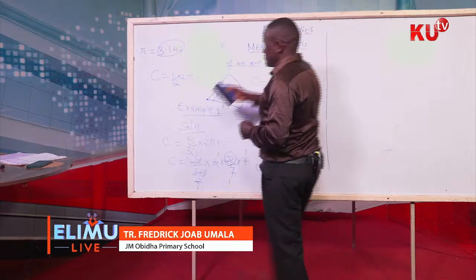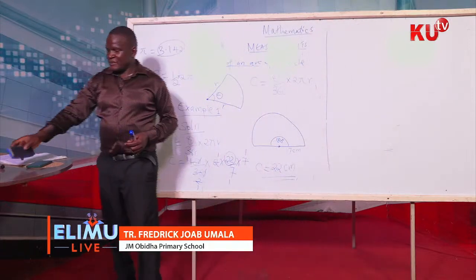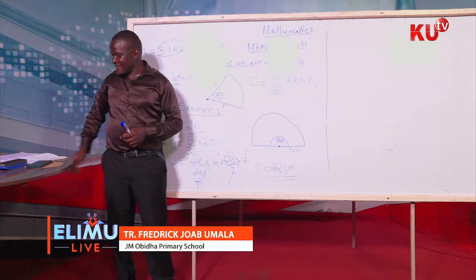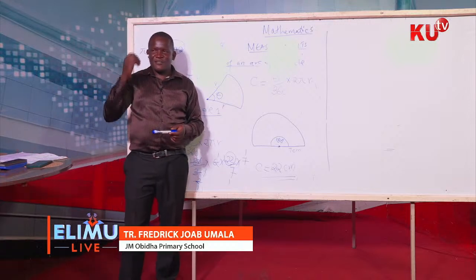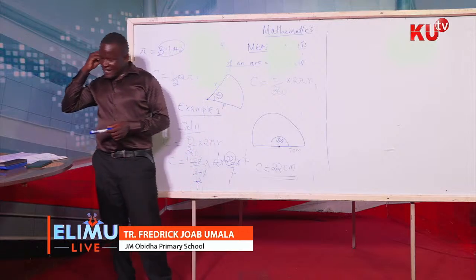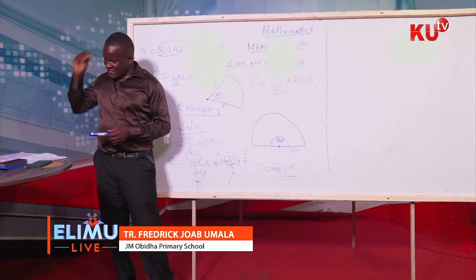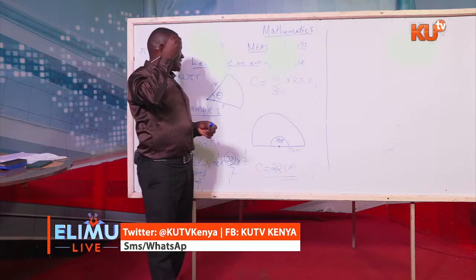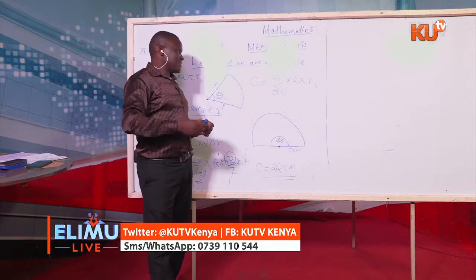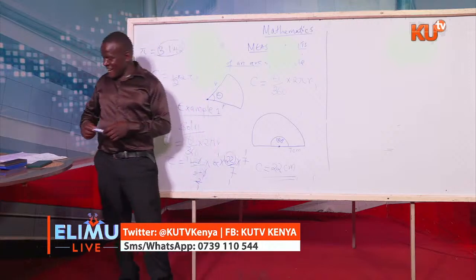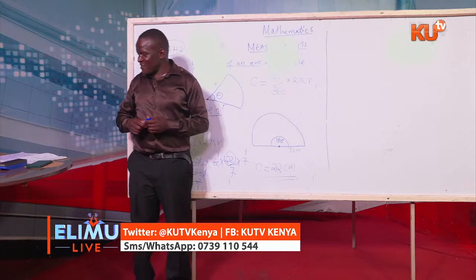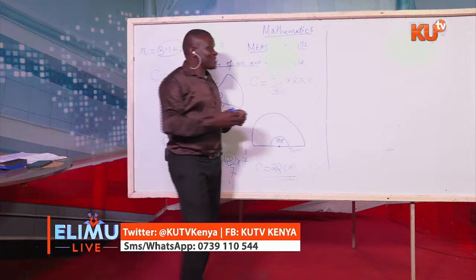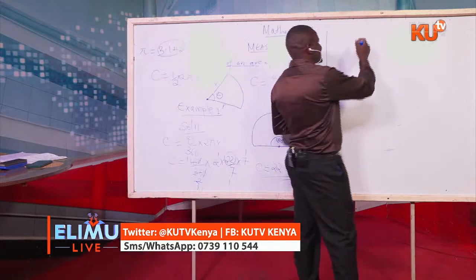Our example 2. Example 2. An arc of a circle of radius 21 centimeters subtends an angle of 60 degrees.